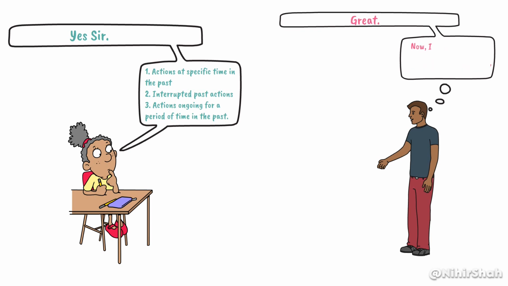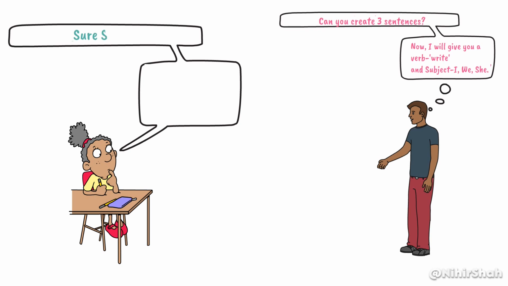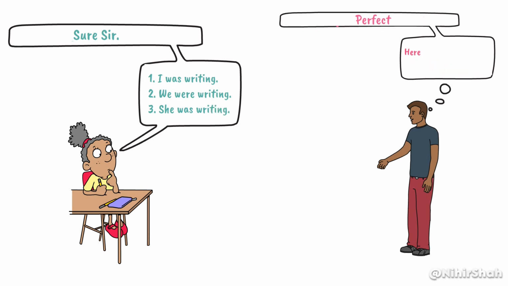Great. Now I will give you a verb write and the subject I, we, and she. Can you create 3 sentences? Sure, sir. I was writing, we were writing, she was writing. Perfect. Here we learned all about positive sentences. Now let's move on to form negative sentences.